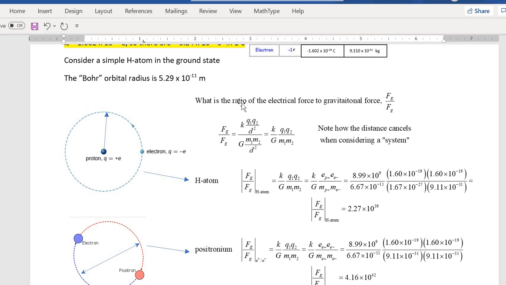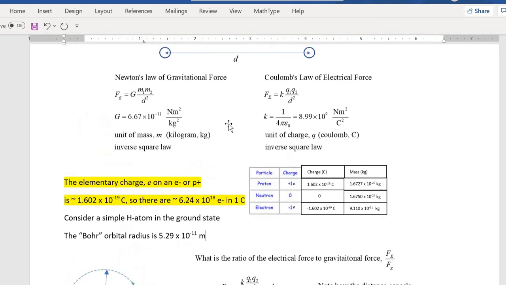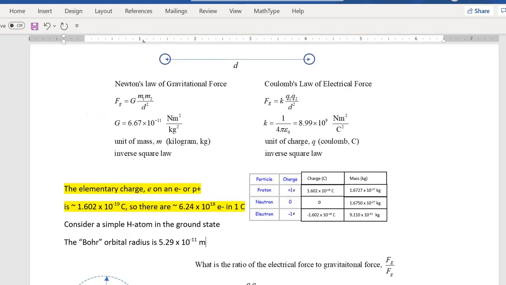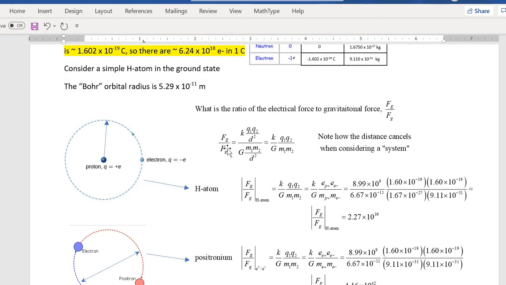Now, how do we calculate the ratio of electric force to gravitational force? That would be F sub E over F sub G, like I have up here. So what we're going to do is just plug in the formula. See that? We've got electric force up here and gravitational force down here. Now notice what happens when you have a system: the distance cancels, right? So then we just have the ratio of coupling constants and the ratio of charge times charge over mass times mass, depending on the system here.